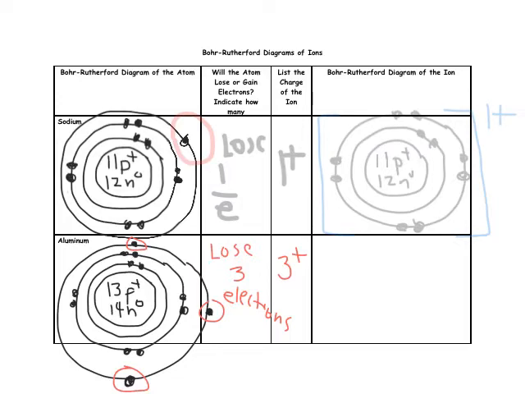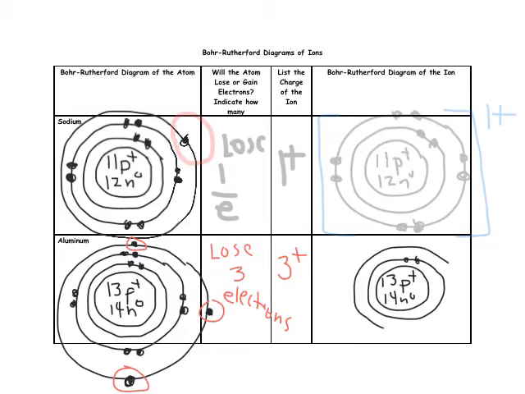Now, when we go to draw the Bohr diagram of the ion, again, the nucleus stays the same. We still have 2 electrons in that first shell, and the second shell is full with 8 electrons. Remember, we don't draw a third shell anymore because the atom just gave up 3 electrons. And to show that it gave up the 3 electrons, we're going to use square brackets and write the charge of the ion on the outside.